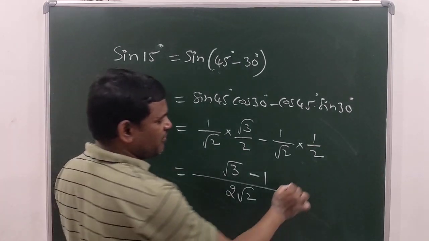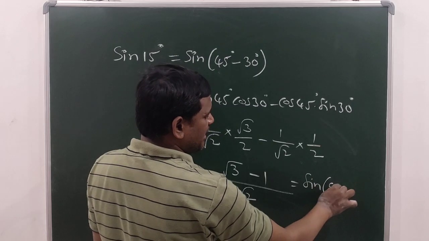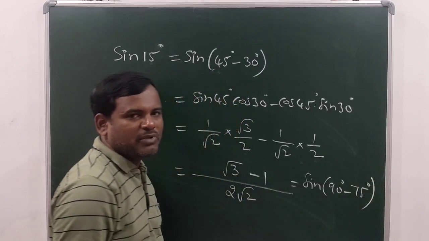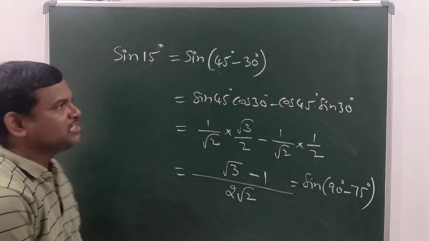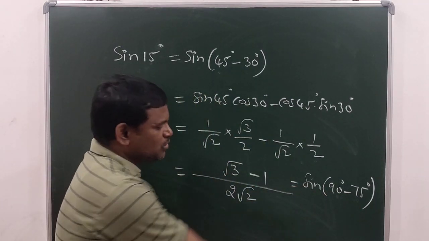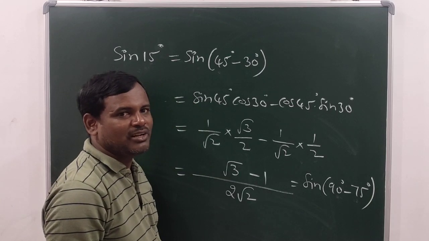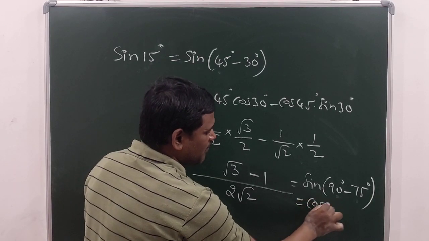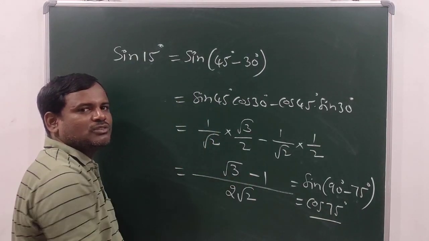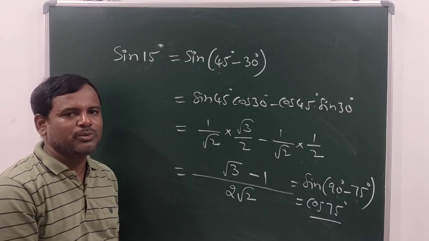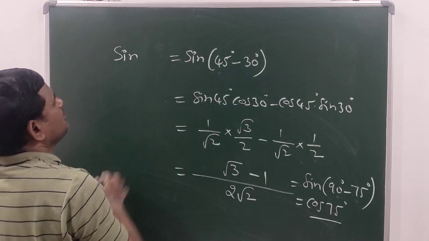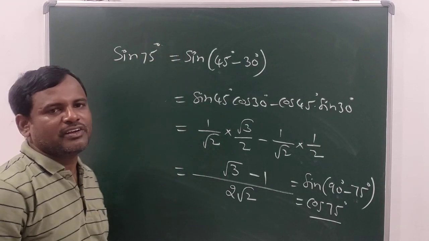Sine 15 degrees is equal to sine of 90 degrees minus 75 degrees. Am I right? 90 minus 75 is equal to 15 only. This 15 I am expressing as 90 minus 75, so that it looks like sine 90 minus theta, which is equal to cos theta. Cos 75 degrees and sine 15 are both equal, and that value is square root of 3 minus 1 by 2 root 2.